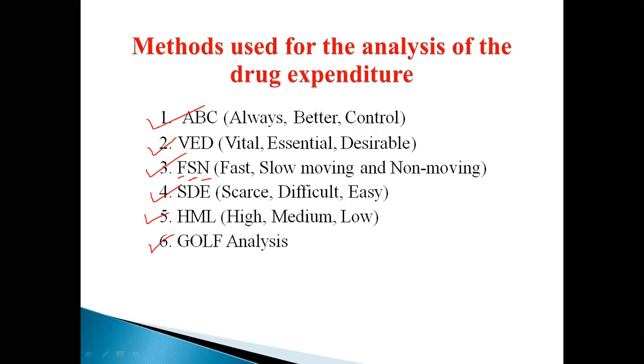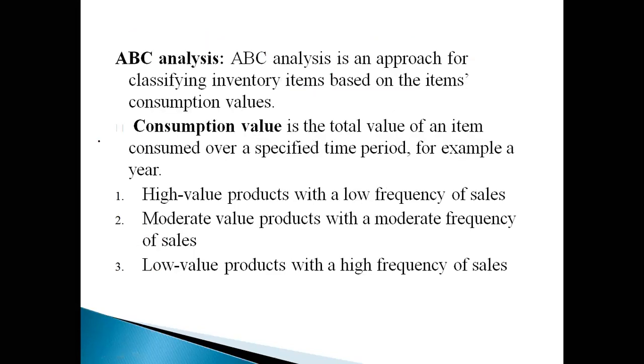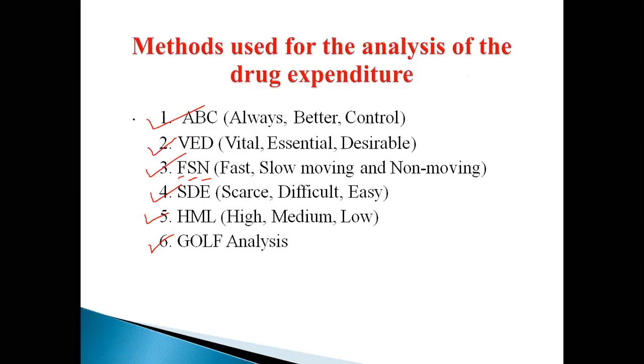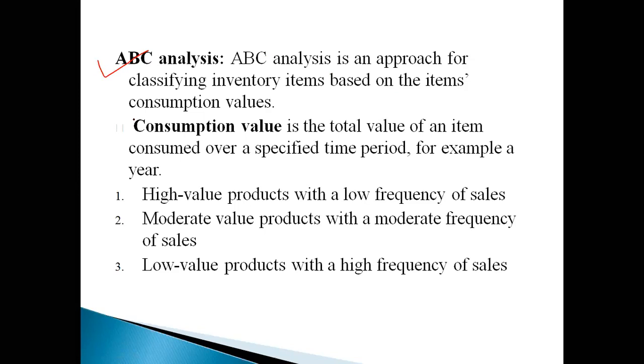G for government items, O for... GOLF analysis, under controls, that analysis is carried out. Now we have to move on to the ABC analysis, that is nothing but always, better, control. The approach of this analysis is classifying the inventory items in terms of consumption values.